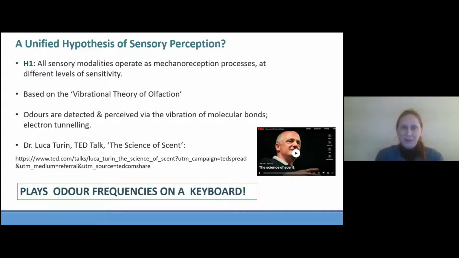I won't go into too much detail of the quantum physics behind that, but somebody who is working in that field, a biophysicist, is Dr. Luca Turin. And he does an absolutely fascinating TED talk where he presents his work. It's called The Science of Scent, and he can give far more information on the underlying mechanisms if anyone's interested. But what really fascinated me about his talk is that he actually plays the odor frequencies, the frequencies of the molecular bonds, on a keyboard so you can hear them.